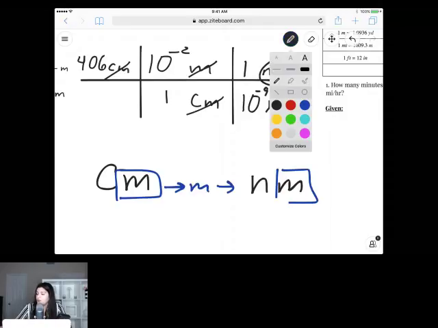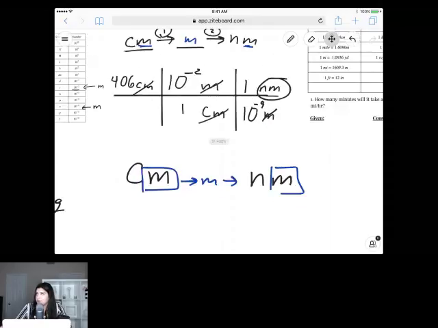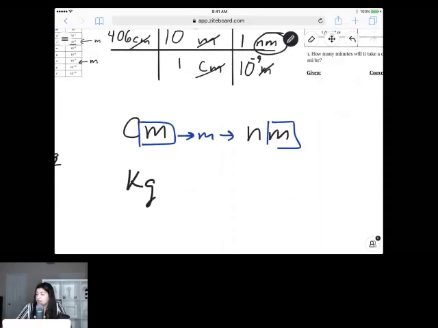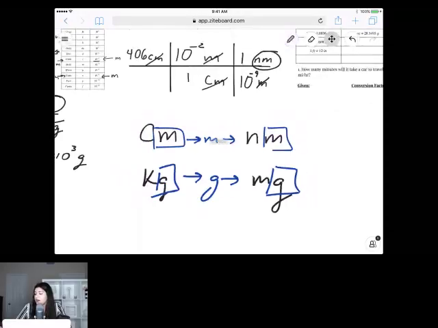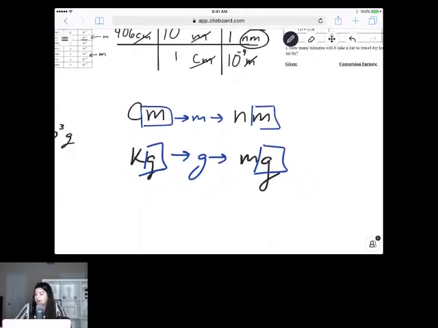Same thing goes for, let's say we did kilograms and milligrams. Both of these contain the grams, so those will equal each other. Same thing goes for our other base unit that's possible. Let's say if we had milliliters to, I'm going to say deciliter, they both contain the liters. So that's why we're able to set them equal to each other.